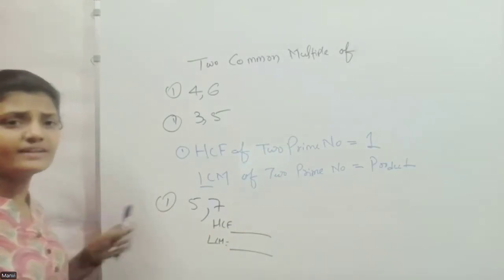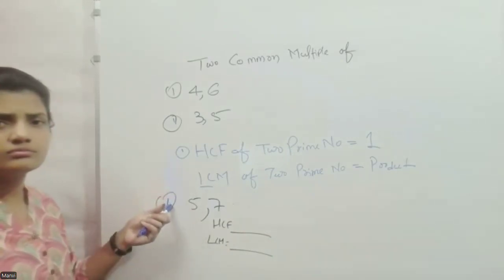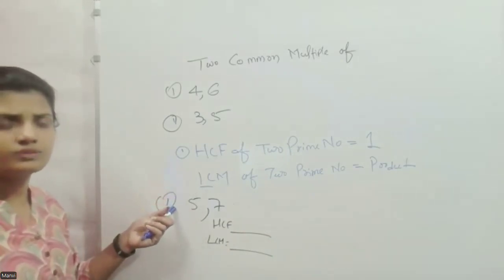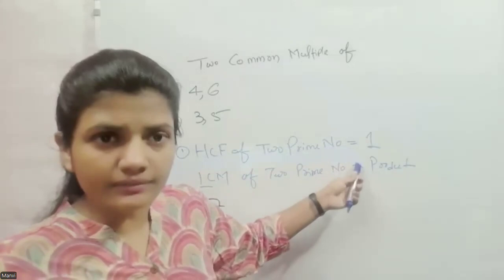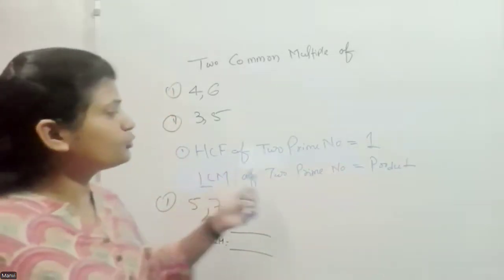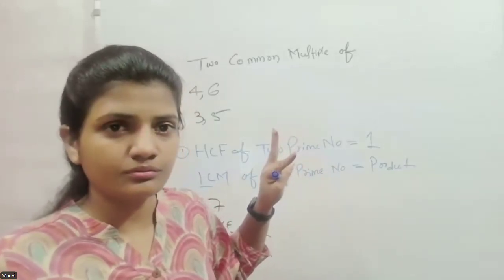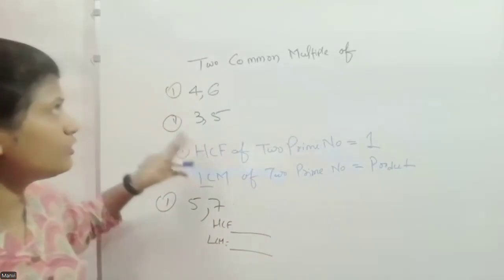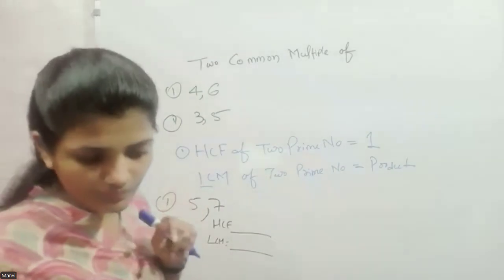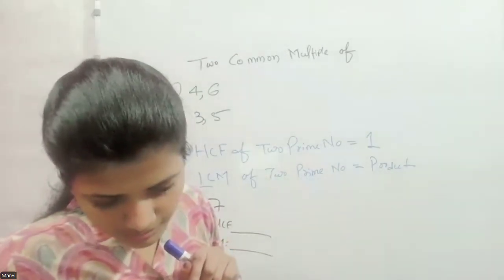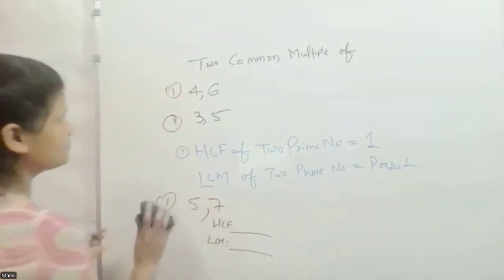Very good. Jessica, did you get this question or not? Did you understand what's going on? So HCF of two prime numbers will always be 1, and LCM of two prime numbers will always be the product of those two. This is just for prime numbers, not for all numbers. Okay, I think we are about to finish. Now we just talk about the negative numbers.